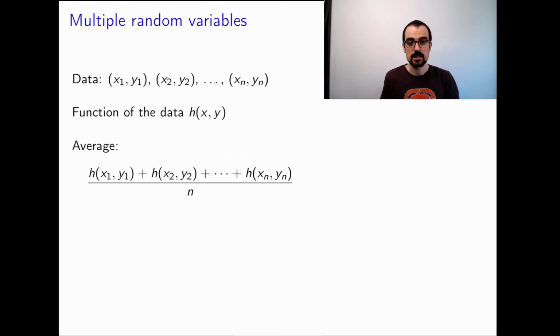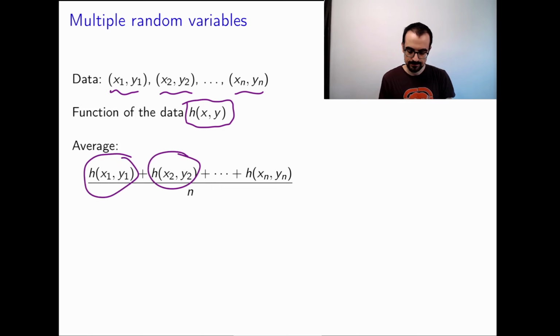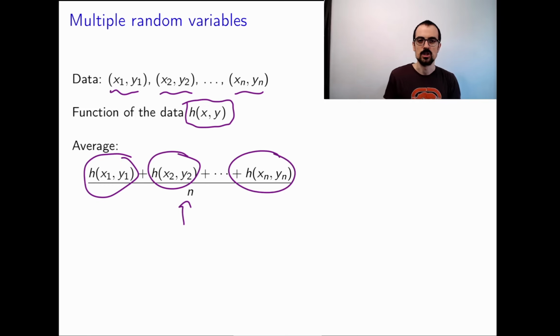Okay, so what if you have multiple random variables? This often happens in probabilistic models. We have several random variables. Here we're observing pairs of two different quantities that are going to be represented by random variables a little bit later on, and we're interested in a function of the data. Some function that maps these two numbers to a single number, and we want to know the average of that single number. Well, we can just look at the different examples, add them up, and divide by the number of examples.